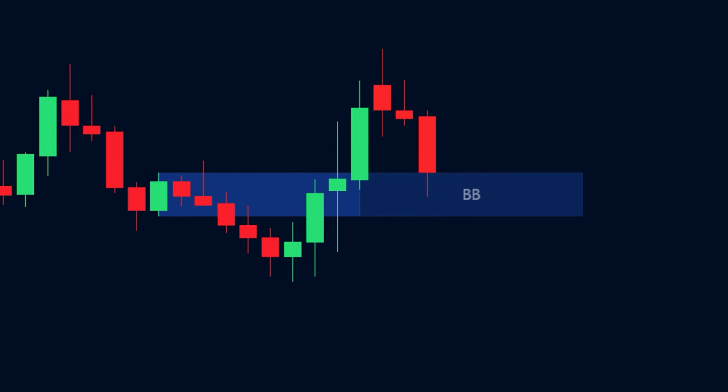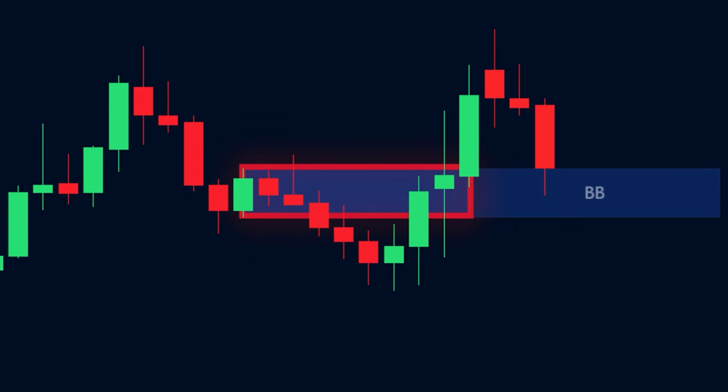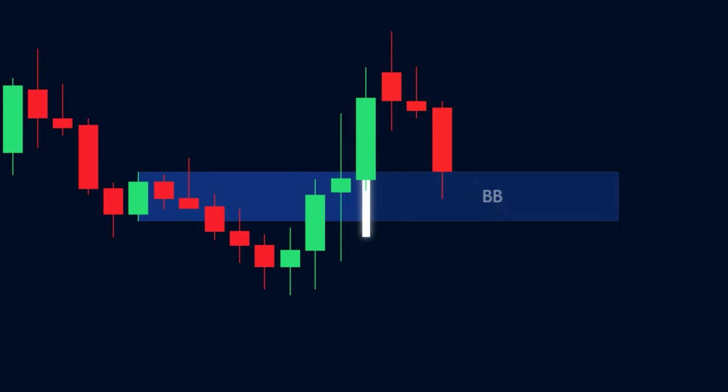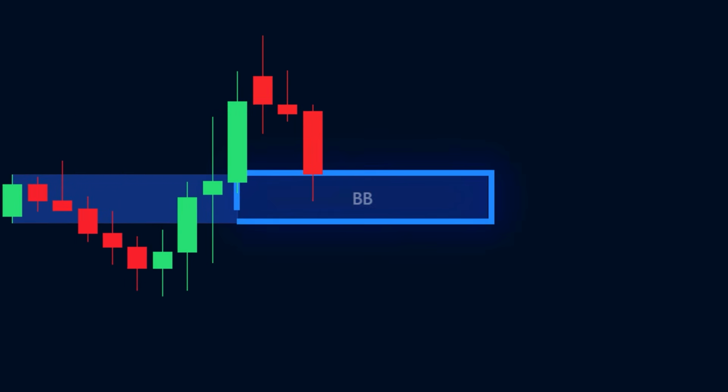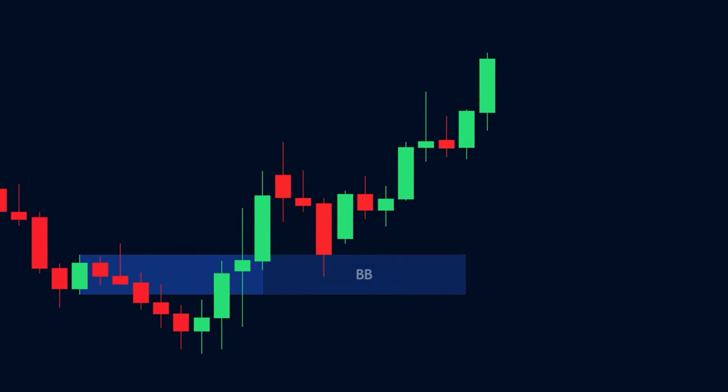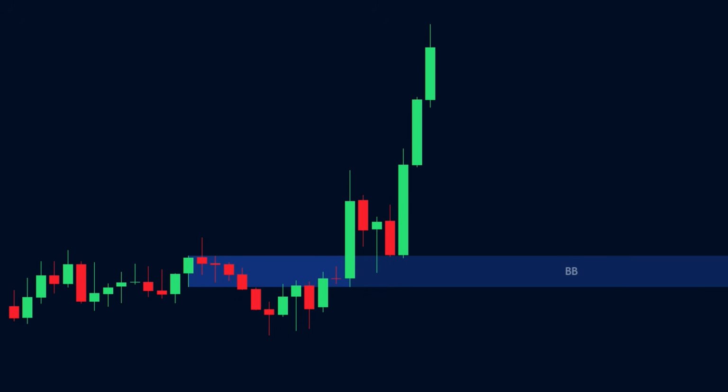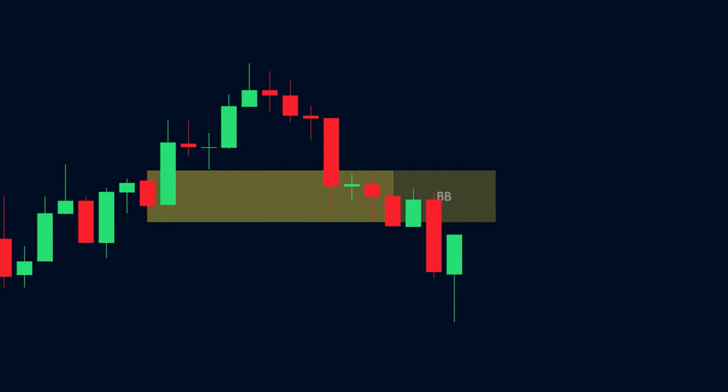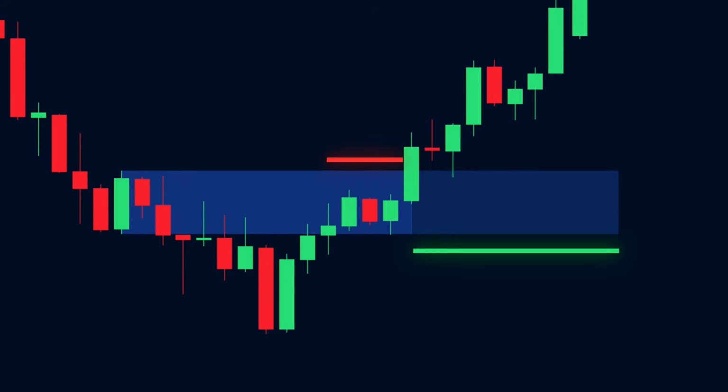But what does a breaker block actually tell you? It shows you that the previous bias was wrong. It shows you exactly where trapped traders are caught and where institutions are now building in the other direction. This is why breaker blocks are so powerful for catching reversals. They don't just mark a level, they mark a shift in control. They highlight the moment the market flips from weak hands to strong hands.